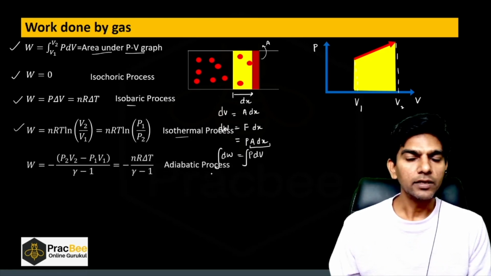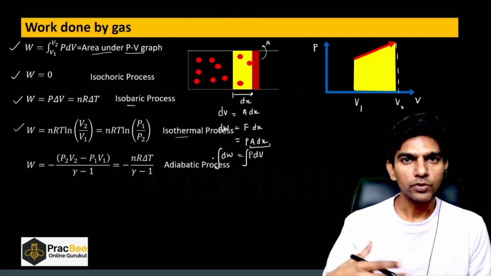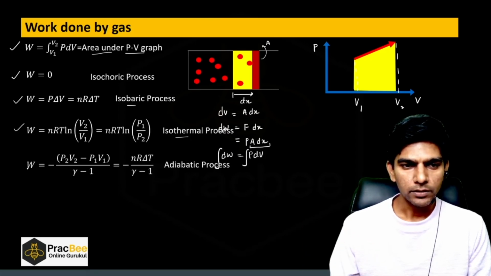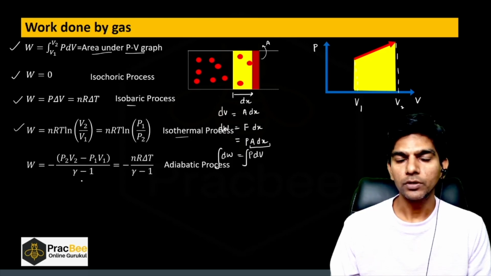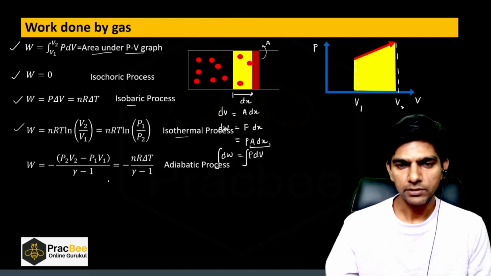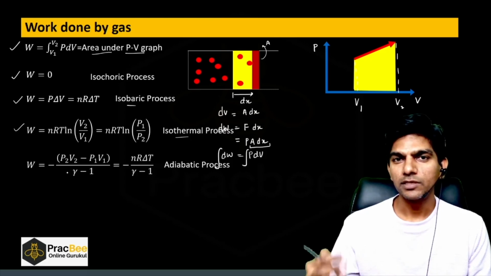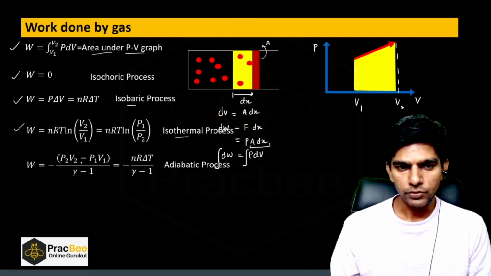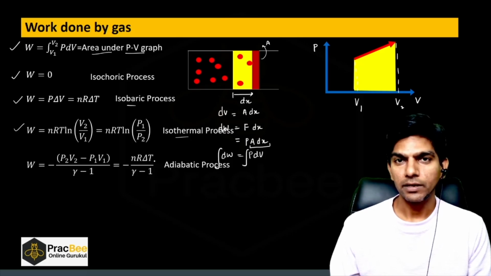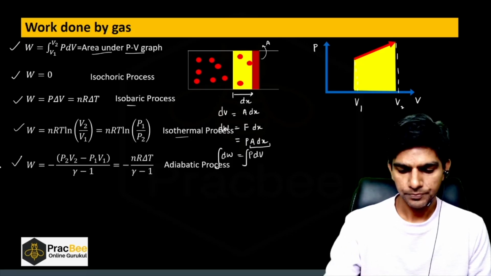Now in case of an adiabatic process, it's a process where there is no heat exchange with the surrounding. The work done will be given by negative of (P2V2 minus P1V1) upon gamma minus 1. We'll see what gamma is, which we have already studied in kinetic theory of gases. Gamma is nothing but the ratio of molar heat capacity at constant pressure and volume. So P2V2 minus P1V1 can be written as nRΔT. So again, you should remember this.